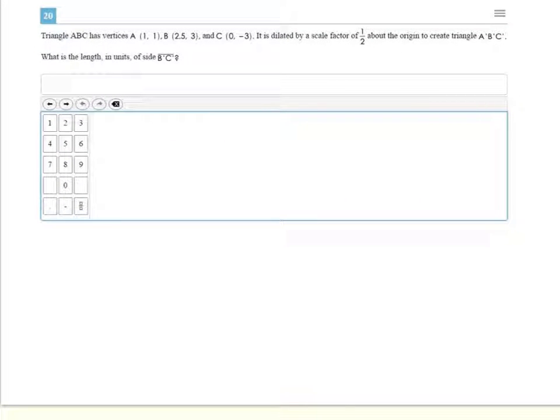Okay. So since it's got coordinates, I'm going to try to draw a little picture. And you'll have scrap paper, so you can certainly do this. So there's A. B is (2.5, 3). So there's B. And (0, -3) is down here. So there is C. So here's my triangle. So it says we're going to shrink this by half. We're going to make it half as big. And it says, what's the length in units of side B prime, C prime?